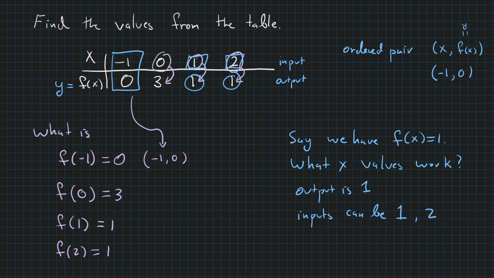So this is asking for what inputs give us a certain output. This is sort of an inverse question, which we'll talk about a lot later. This is asking what inputs give a certain output.